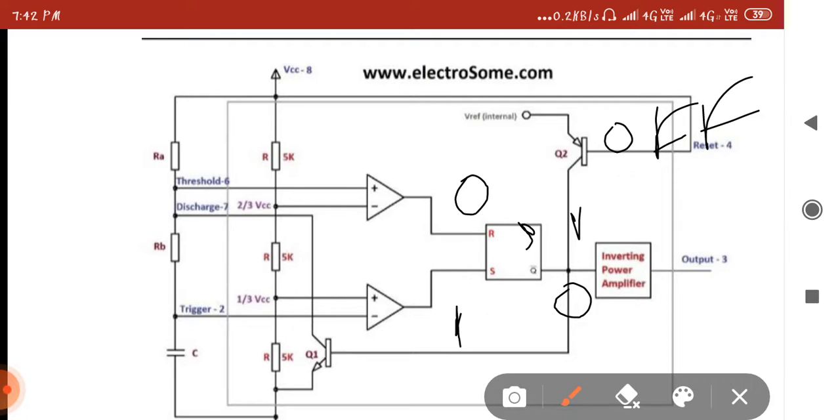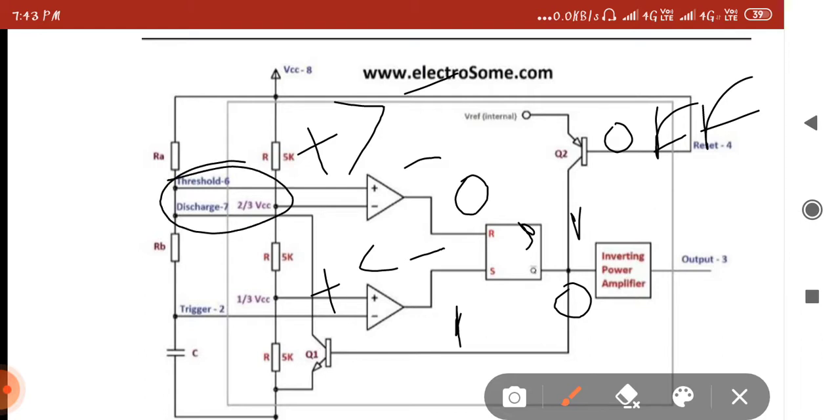Set is 1 and reset is 0. If it is 0, the non-inverting input voltage is greater than the inverting voltage. Here the non-inverting voltage is less than the inverting input voltage. In this condition the transistor is off, it is low, and 2 by 3 of VCC is greater than 1 by 3 of VCC.